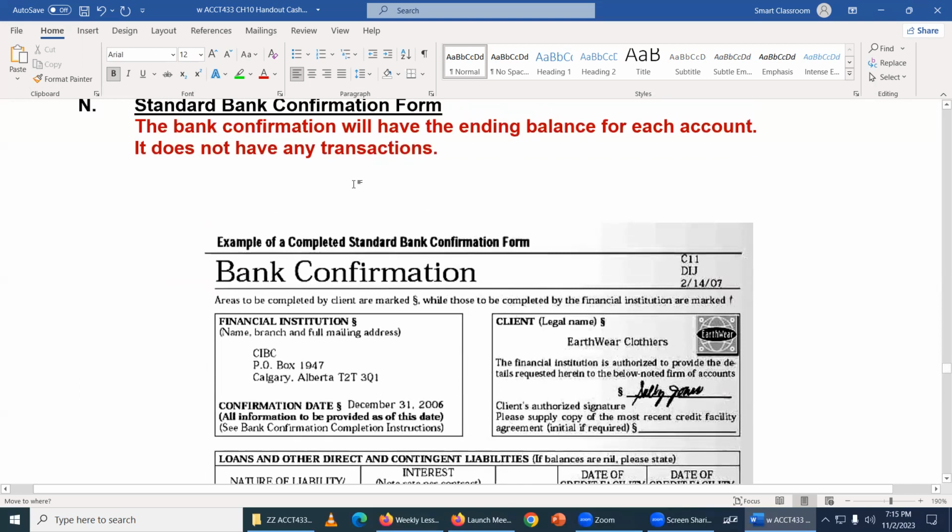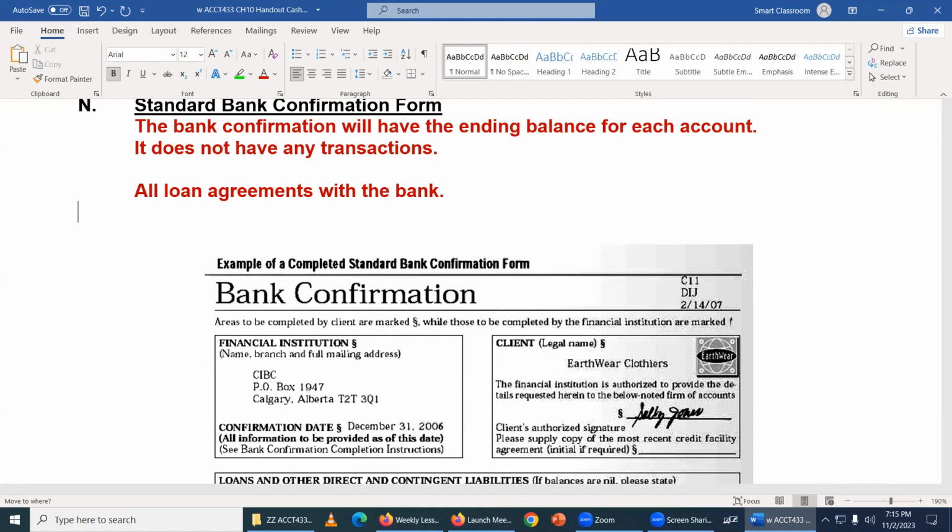Probably the most important thing it has on there, it will have all loan agreements should be on there with that bank anyways. So those loan agreements may have minimum balances, collateral, interest amounts, et cetera. So anything that has to do with that account will be in there.